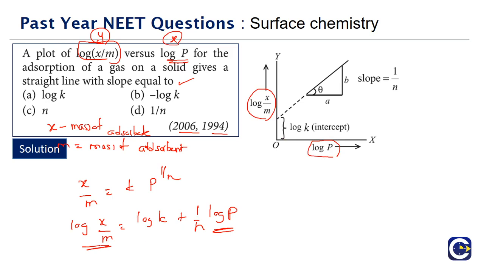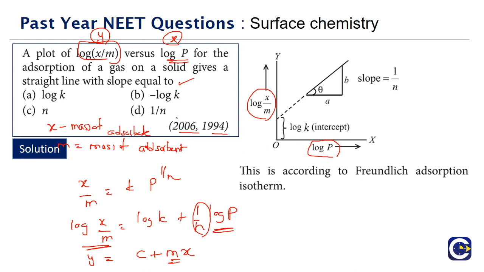So for this graph, if you look at this function, it is like y is equal to c plus a constant m into x. Here m will be the slope, and the slope value will be 1 by n. And this basically we are deriving based on the Freundlich adsorption isotherm. So the correct answer for this is option D.